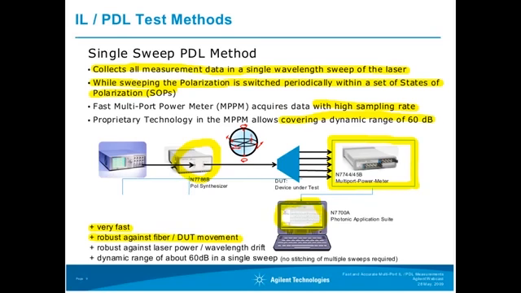And also the issue of power and wavelength drift of the laser has been eliminated, because we only have one sweep, and therefore we do not need to be careful to have repeatable behavior between multiple sweeps of the laser. As we will see later on, this provides us with the capability to have a dynamic range of about 60 dB in a single sweep of the laser.